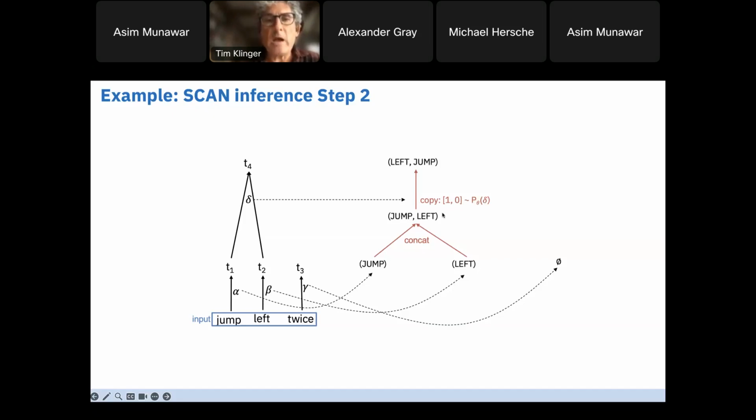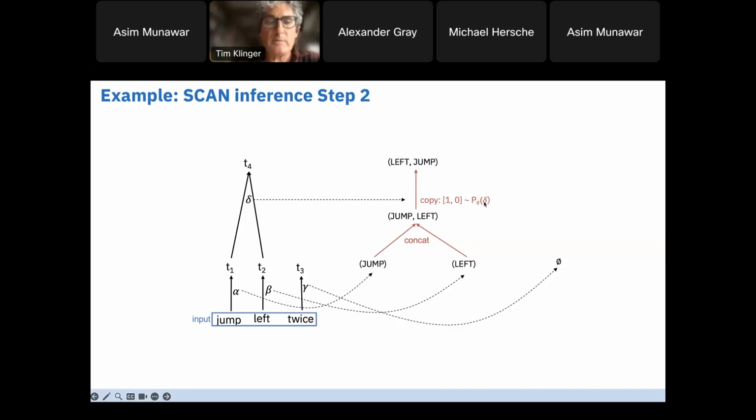And so every operation for SCAN is of this form, concat followed by a copy. And exactly what gets copied where is determined by this probability distribution that depends only on delta. So in particular, this probability distribution does not depend on the input and cannot overfit to the input.